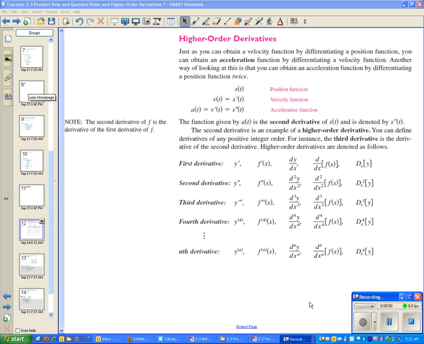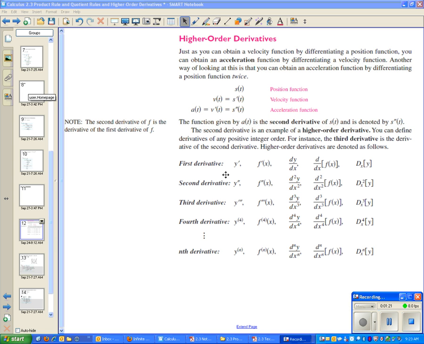So the second derivative of a function is the derivative of the first derivative. So now when we say derivative, we mean first derivative. Okay? But now we're going to have second derivatives, third derivatives, fourth derivatives, 12th derivatives. Okay? So a function has, you can take as many derivatives as you want.